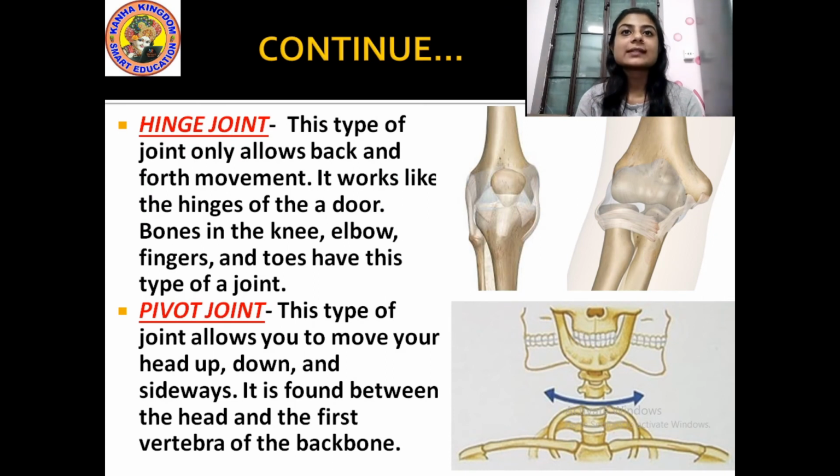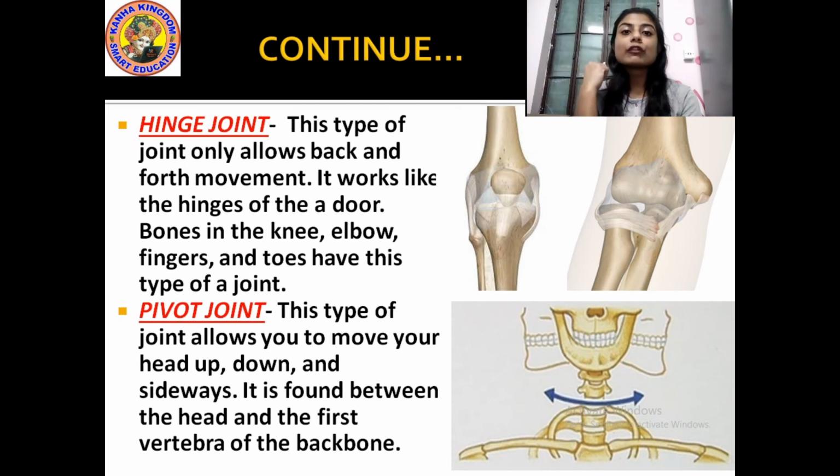See, it works like the hinge of the door. How do we open a door? Outside and inside. Yes or no? We cannot open it in all directions. See, bones in the knee, elbow, fingers and toes have this type of joint.